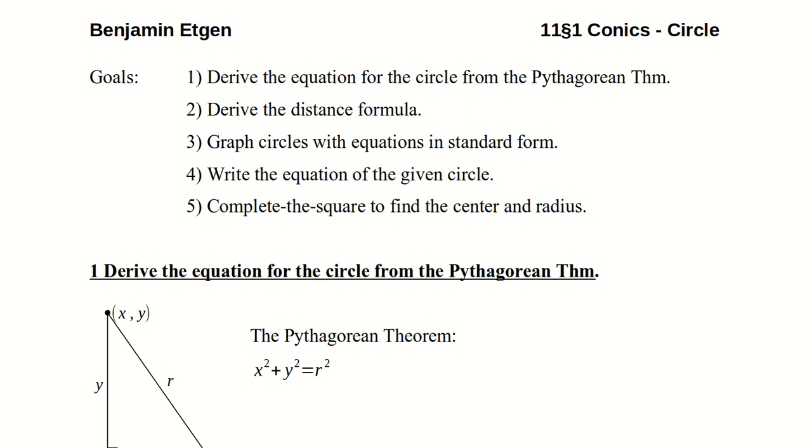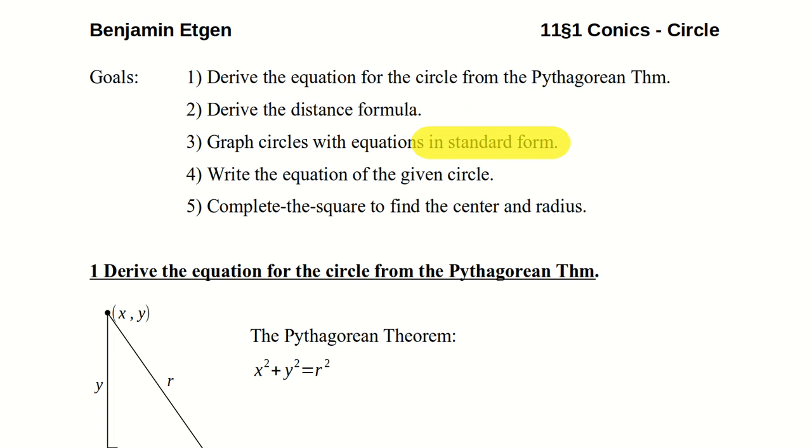Now we're going to start with something that we've already seen, and that is the Pythagorean Theorem. So we're going to derive the equation for a circle from the Pythagorean Theorem. We're going to then use that to derive the distance formula, and that's going to be useful to us in other contexts as well. We're then going to look at the standard form for circles.